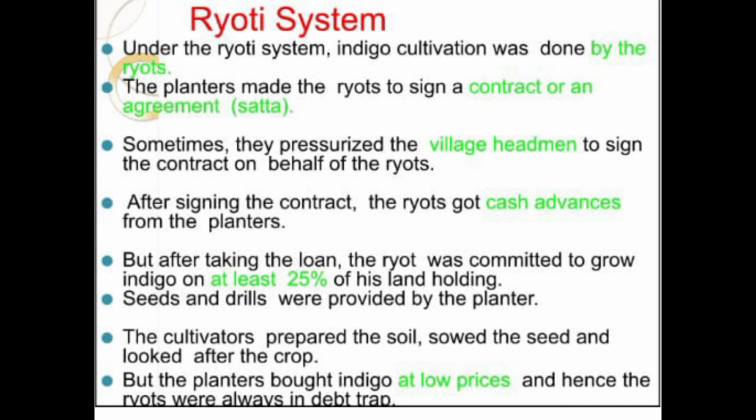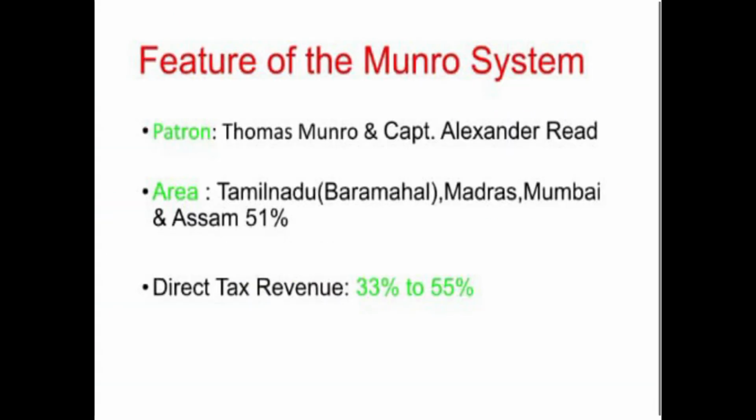Indigo required fertile soil. After cultivating that, it is unsuitable for any other food crops. So it is a big challenge for the cultivators. And because of lack of capital, they had to borrow money from the planters and then start cultivation. After it is cultivated, the crop is not given a fair price. Very little is paid to the cultivators and they are exploited.